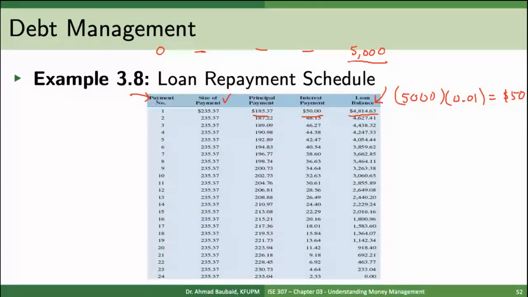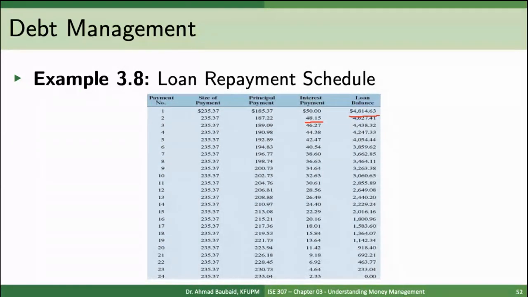How much interest am I expected to pay? Well, if you compute 1% of this value here, you will find exactly 48.15. So that amount from your next payment is going to go towards paying interest, and then the remainder of this 235 is going towards the principal. And again, you can compute your balance by subtracting. And you can see how you can just proceed until the very end when your balance comes to 0.